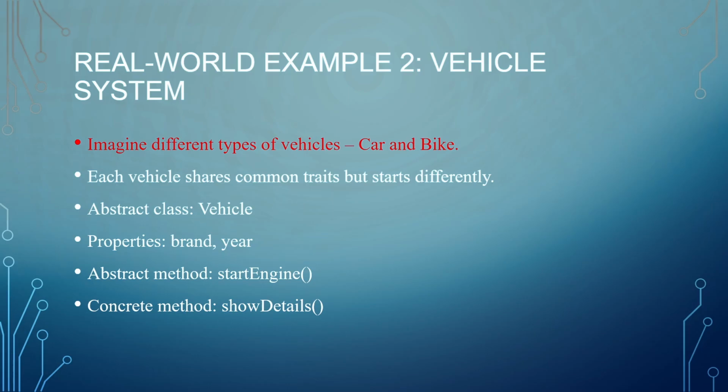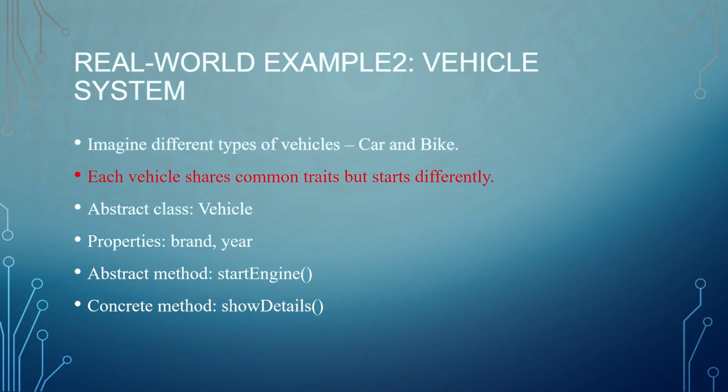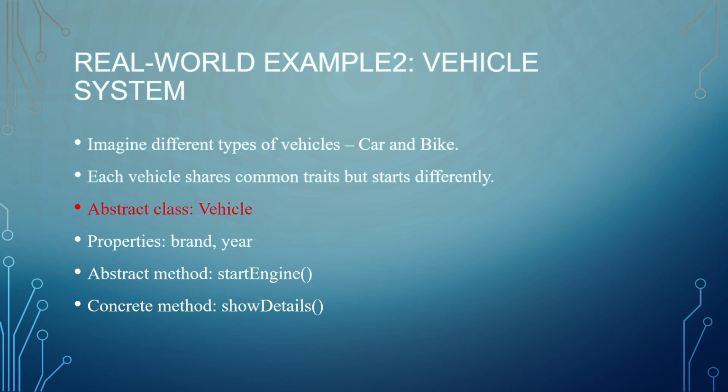Let's look at a real-world example. A vehicle system. Imagine different types of vehicles, like a car and a bike. Both share common traits, such as having a brand and a year, but they start in different ways. Here, we can define an abstract class called vehicle.